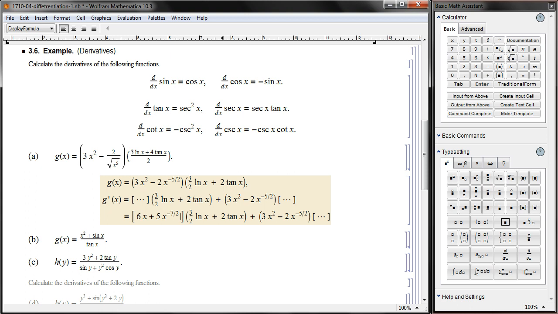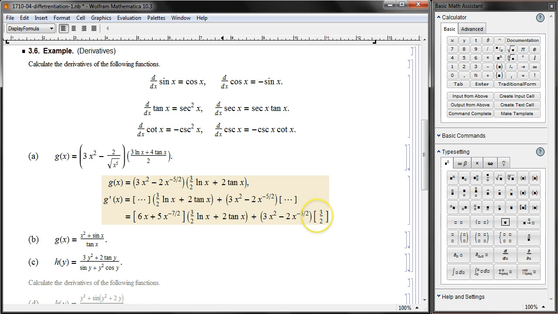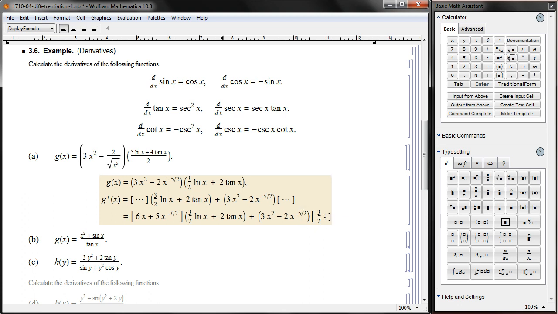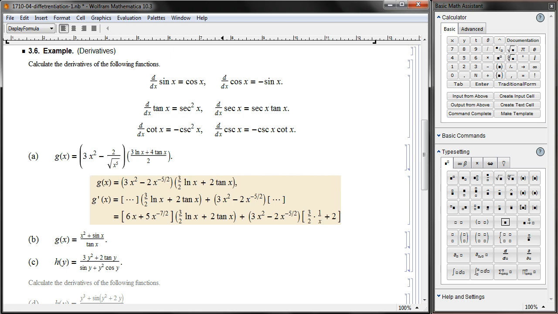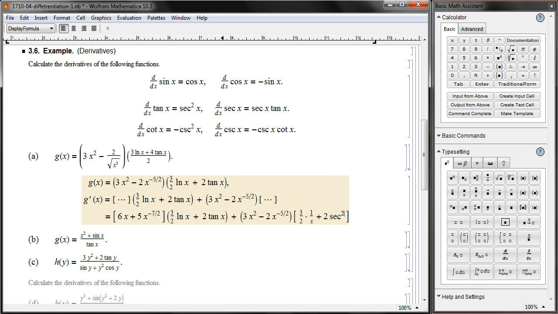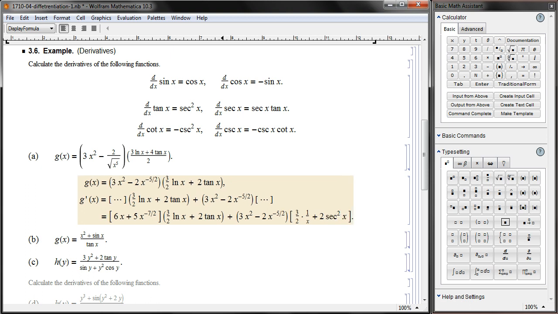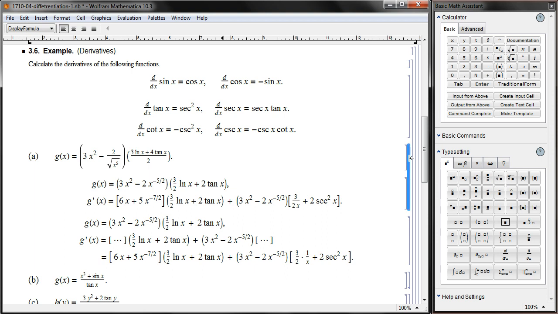So that's u prime. Okay, how about v prime here? We have this 3/2 log of x, so 3/2, and then 1 over x, 2, and then what's the derivative of the tangent function? Looks like that completes our problem. Let's see, is that what we get? Yes, that's correct.